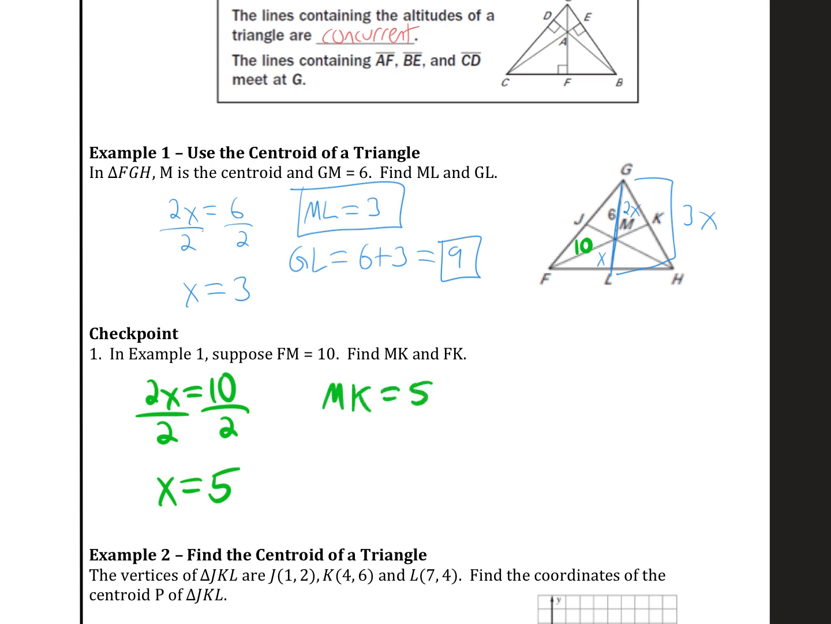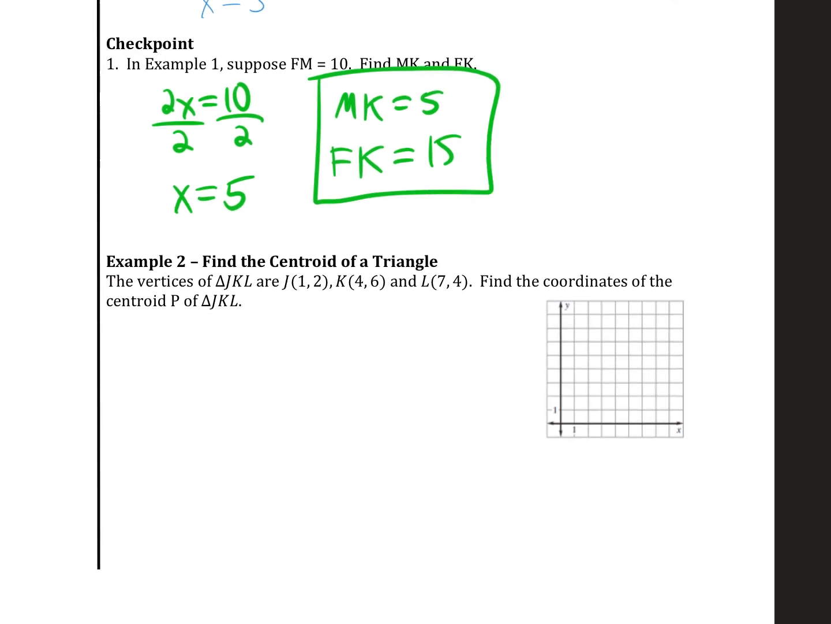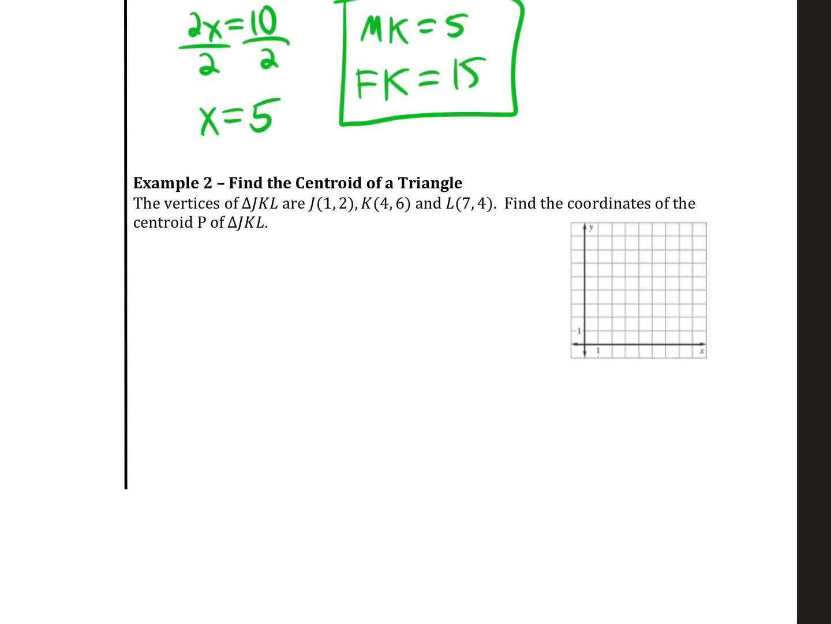And what would FK be? What would the whole thing be? We would have 10 plus 5, which equals what? It equals 10. Actually, 15. 10 plus 5 is 15. My bad. All right, and there we go. Okay. All right. Example 2, I don't like all that much, but we can go through it anyways.